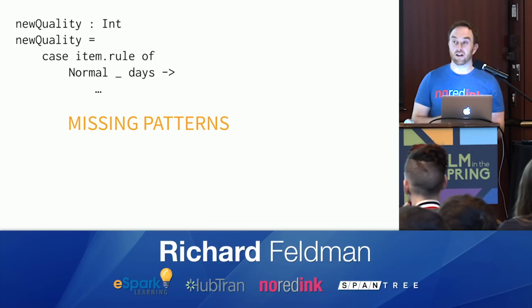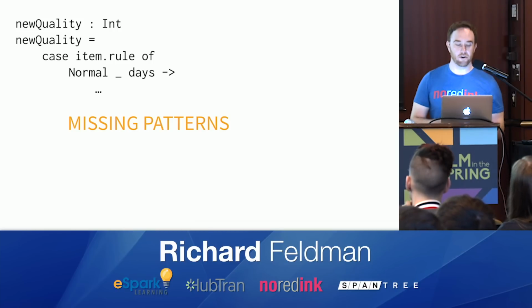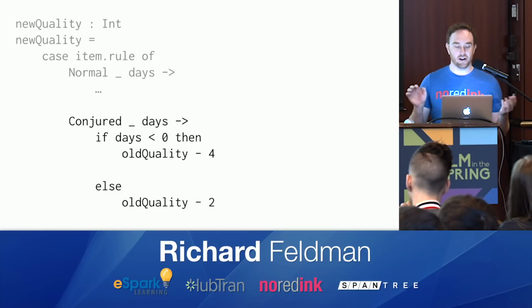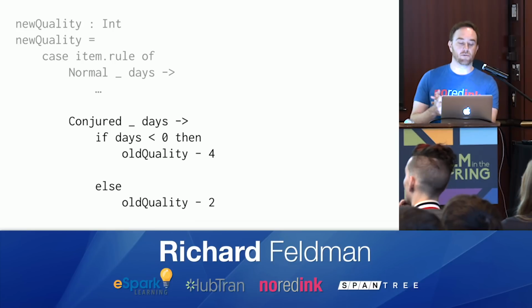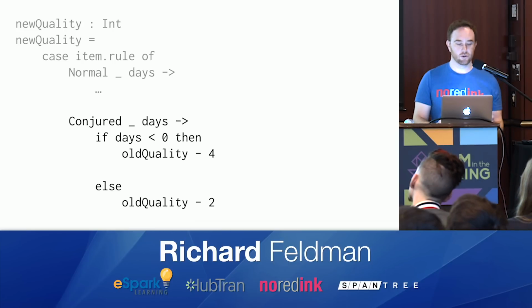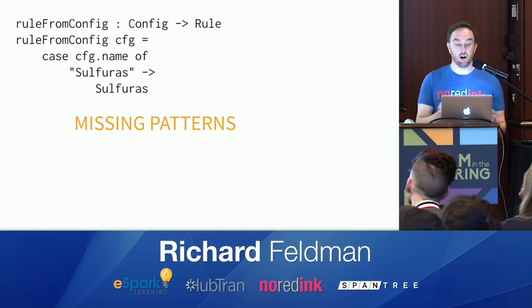So our new quality value that we were just dealing with a second ago, it's like, hey, missing patterns. We don't have something in there. So cool, let's add one for conjured. It's basically the same rules as normal, except it decreases by 4 after the sell-by date and 2 otherwise. Cool, done.